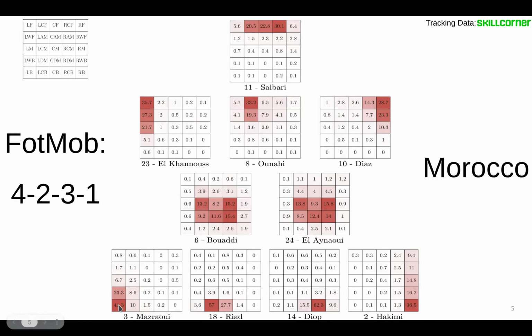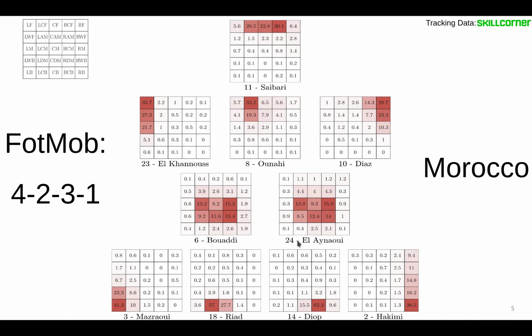So looking into the players in the back line, number 3, number 18, number 14, and number 2, we can argue that they are in the right, let's say, spot. So Morocco appeared in a back 4. But what is interesting to see is that number 2 appeared more offensive than number 3. So number 2 was the offensive fullback, and number 3 was the defensive player.